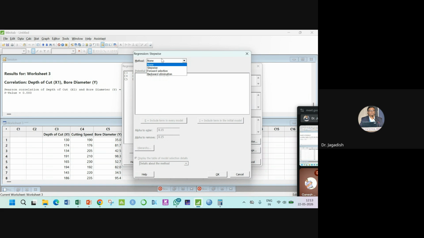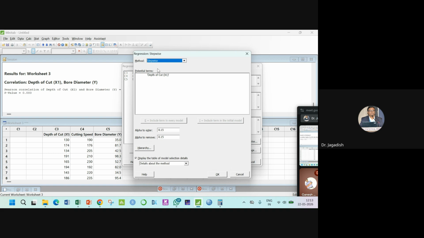For the case of two or more variables, you should use stepwise. Stepwise means it will remove the variable from the model. If a variable is not significant, the stepwise method will automatically remove that variable from the model.